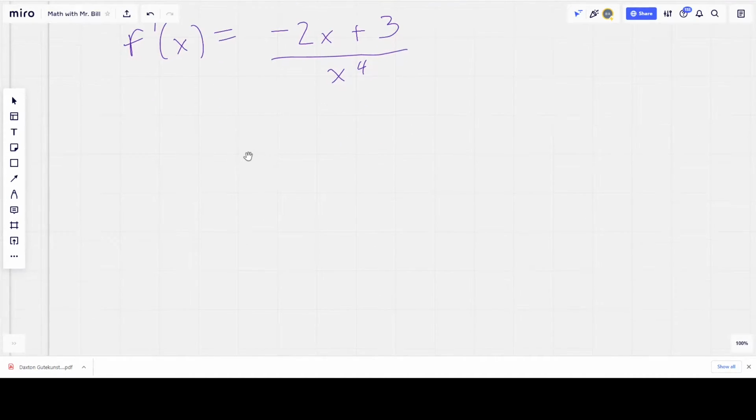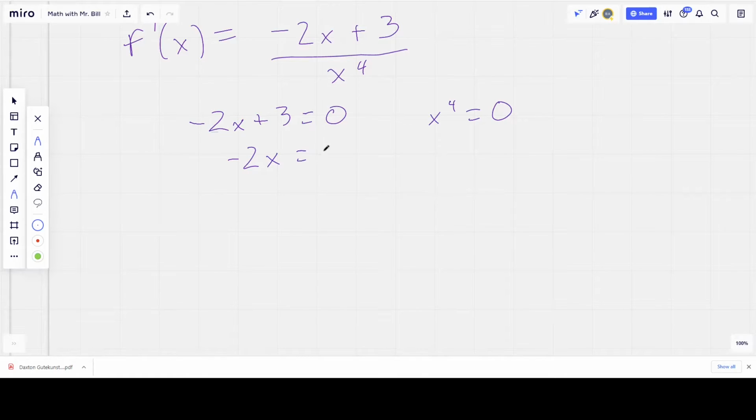Now we want to know where this derivative is positive and negative. And the only place that it's ever going to change from positive to negative is where the numerator and the denominator are individually equal to 0. So if I set both of those equal to 0, I get negative 2x plus 3 equals 0, and I get x to the 4th is equal to 0. So solving the first equation, I get negative 2x is equal to negative 3. And so at x equals 3 halves, that's a possible place where the derivative is going to change sign.